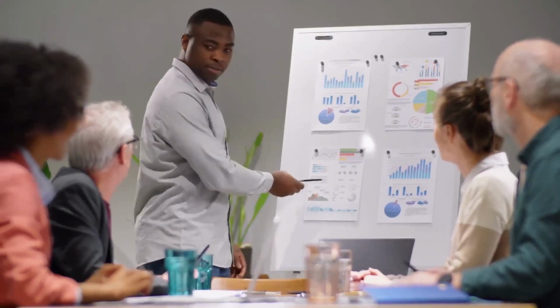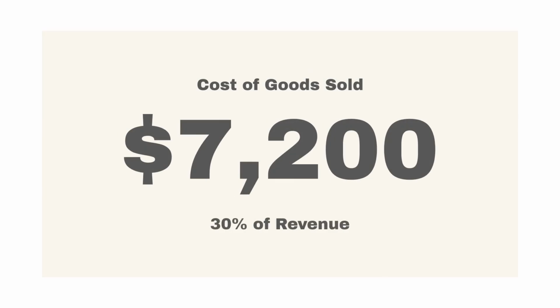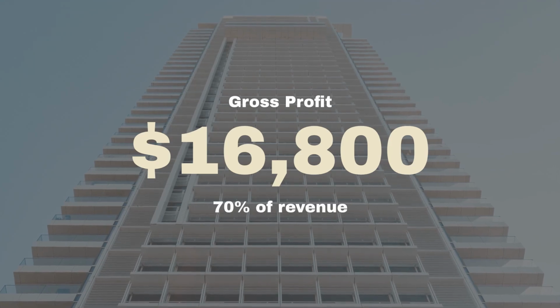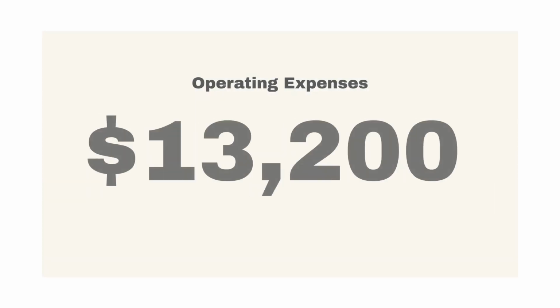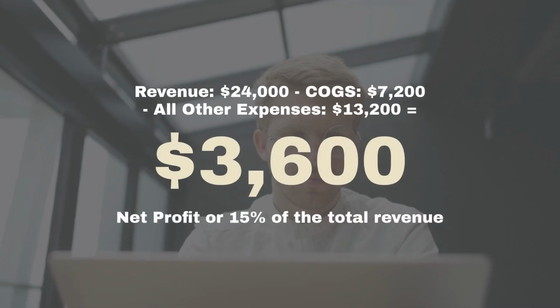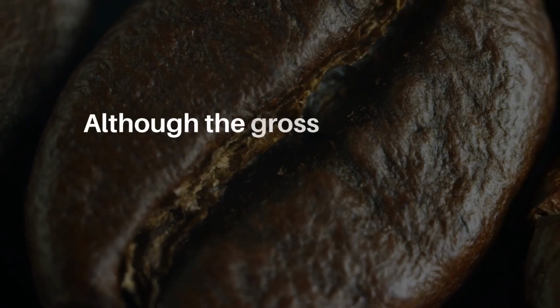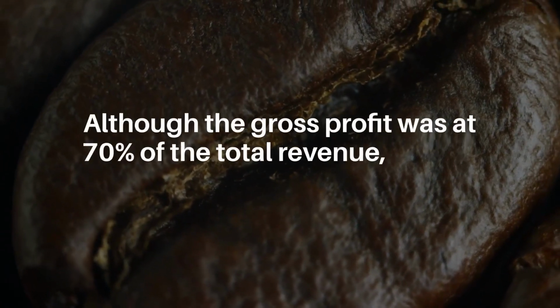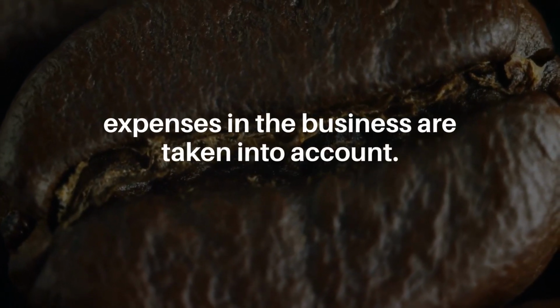So let's break this down. Total revenue is $24,000. The cost of goods sold is $7,200, or 30% of that number. Gross profit is $16,800, or 70% of the total revenue. Operating expenses come out to $13,200, or 55% of the total revenue number. This gives us a net profit of $3,600 per month, or 15% of the total revenue. Although the gross profit was at 70% of the total revenue, the net profit is only 15% once all expenses in the business are taken into account.